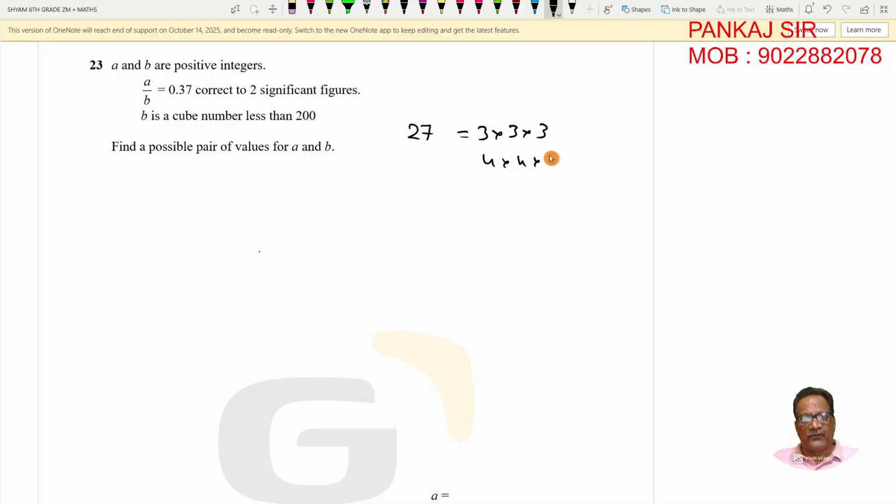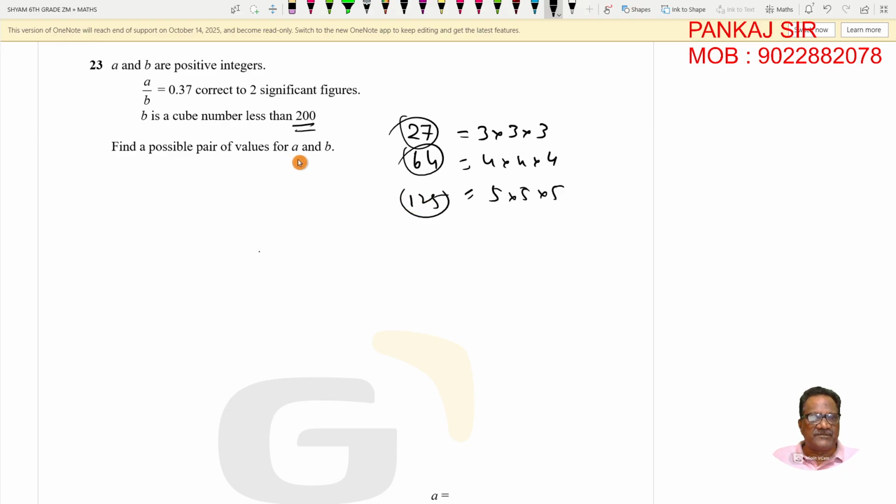4 into 4 into 4 will be, 4 4s are 64, 64 into 4 is how much? That is also a cube number. So 4 cube is 4 4s are 16, 16 4s are 64. So 27, 64, all these are cube numbers. Okay, if you go for 5 into 5 into 5, 125. So these are known as cube numbers. Your B is a cube number which should be less than 200. So all these are less than 200. Okay, so B can be any of these numbers.